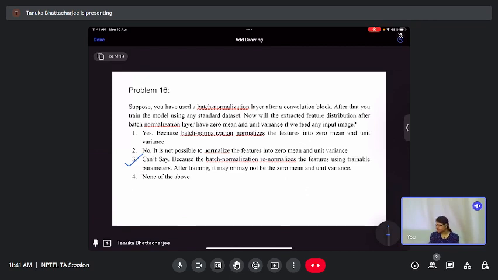So after training, what will happen, we do not know. Whether it will remain 0 mean unit variance when we give any input image or not, that we do not know. So the correct option is can't say, because batch normalization renormalizes the features using trainable parameters. So after training, it may or may not be a 0 mean and unit variance distribution.